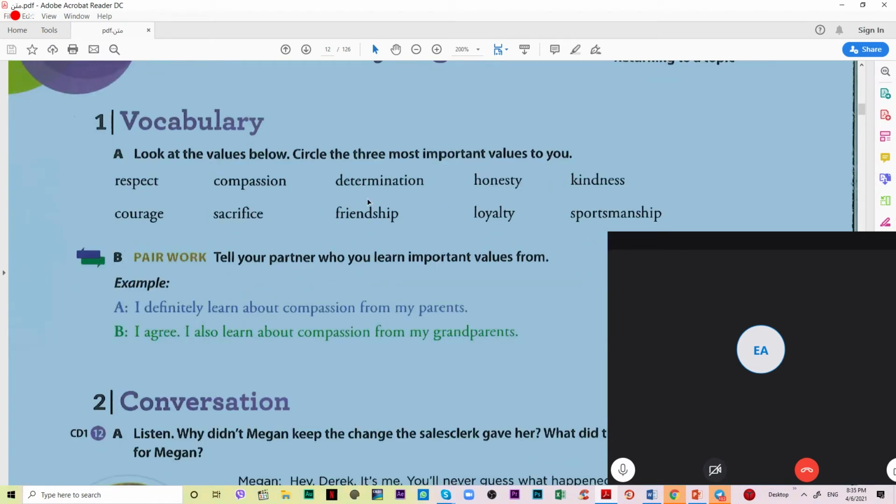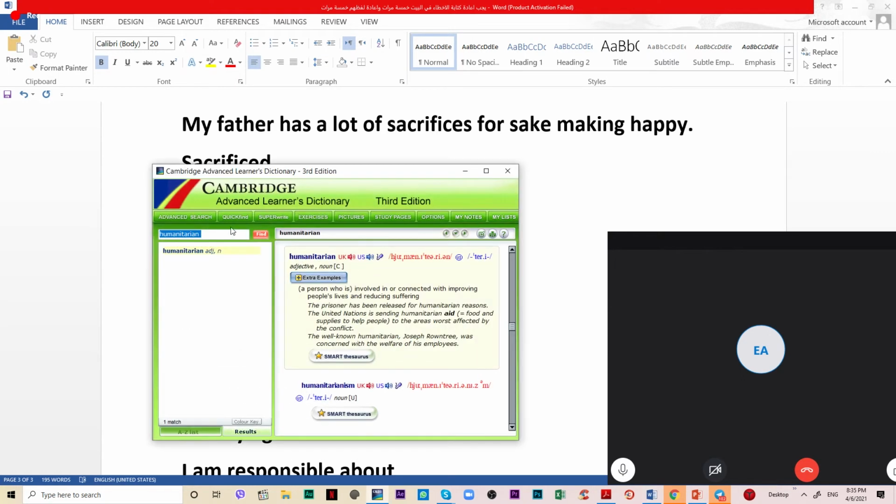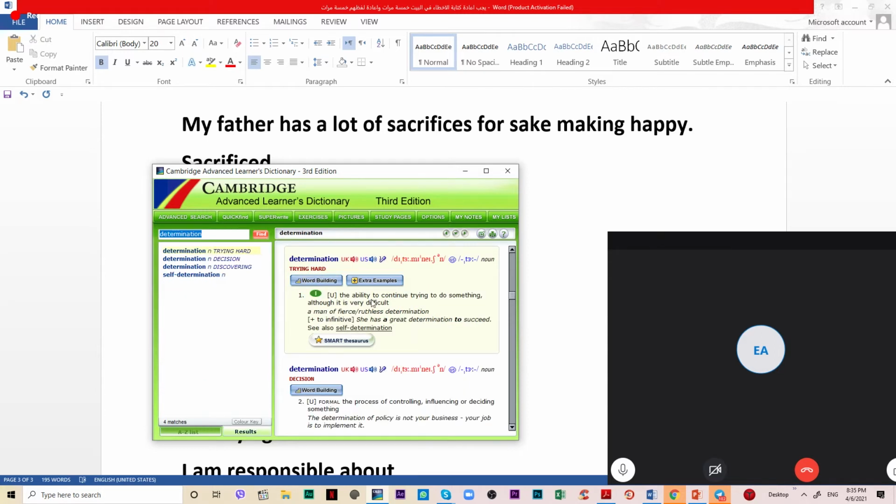We have another word: determination, it means asrar. Determined just means determined. Determination means someone has the will, the ability, to achieve his goals. It is the ability to continue trying to do something although it is very difficult, although the circumstances are hard.